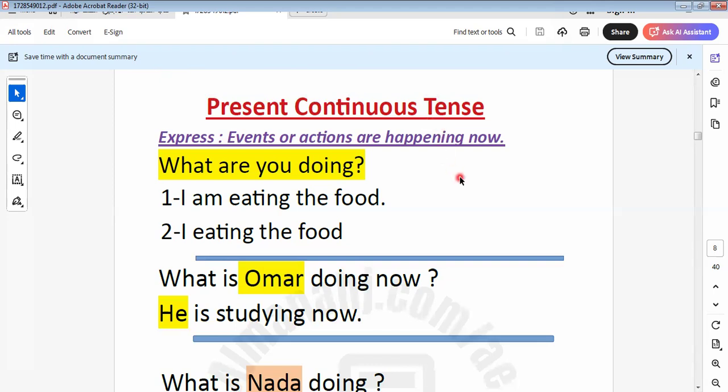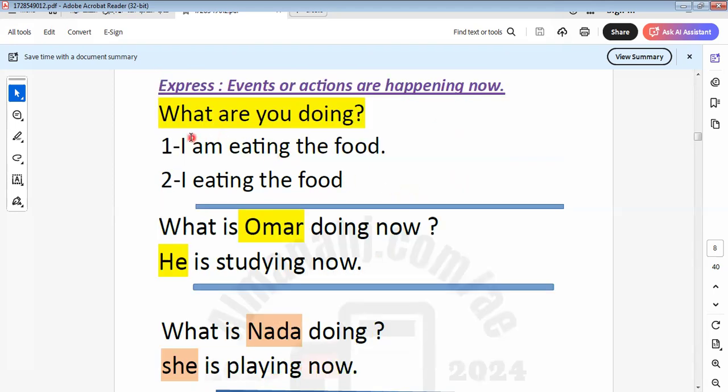So when we say, listen, I'm running, or look, she's coming, for example, I make you pay attention at the time of speaking. So the present continuous tense describes the action that is happening at the time of speaking. Here let's study these examples together to know more about this tense.